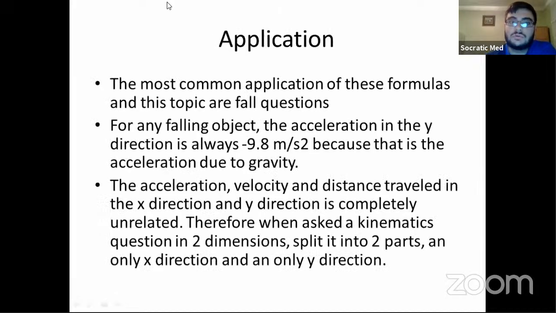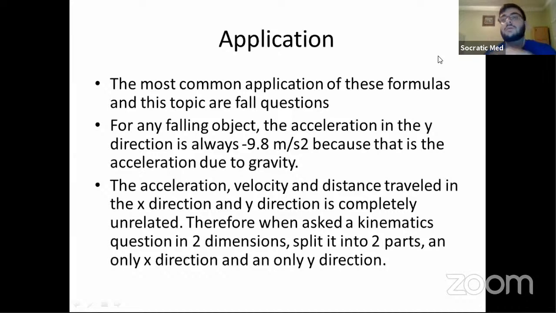Okay, so now I want to talk about the application of these equations. The most common application of these formulas and this topic in general is fall questions. Like I mentioned, you throw a rock and it's going in the air in an arc. How far will it go? How much time will it take until it hits the ground? Anything like that involves throwing, falling, anything like that, okay?